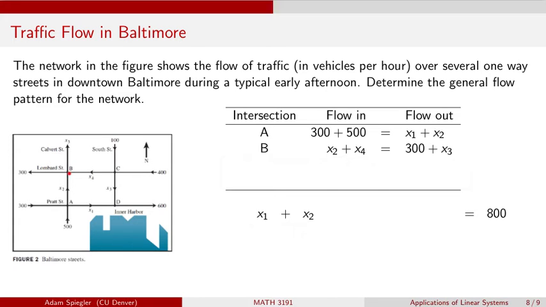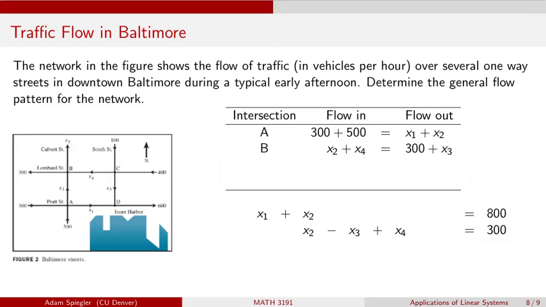So here's intersection B, Calvert and Lombard Street. And so at this intersection, we have an inflow of X4, we have an inflow of X2, and we have an outflow of 300 and an outflow of X3. So the inflow, X2 plus X4, needs to equal the outflow, which is 300 plus X3. And so that gives us a second equation down below, namely X2 minus X3 plus X4 equals 300.